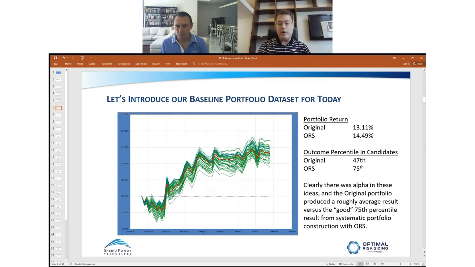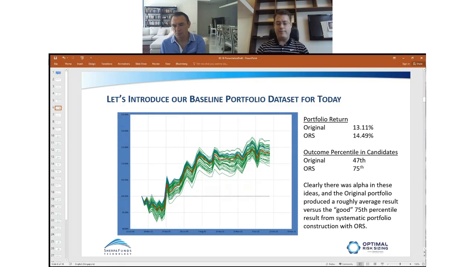And so if we look at this data set, this is an actual analysis of this data set. The benchmark relative return here was 13%. They were taking strong risk and paid off well, good alpha during this period. Sherpa moved it up to about 14.5%, which represents a move from about the median, about the 47th percentile in this case, to the 75th.